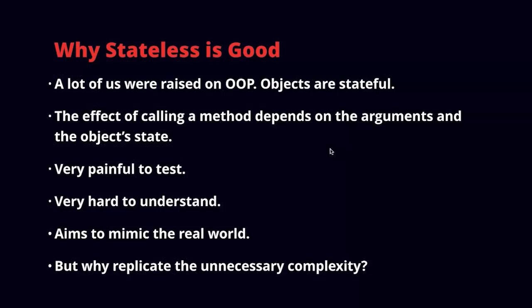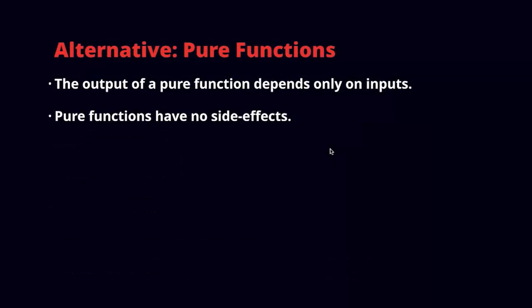You really just end up replicating unnecessary complexity, and it ends up being a lot easier if you just don't do that. So what are some of the alternatives? Well, the most important idea in building alternative solutions is the idea of a pure function.